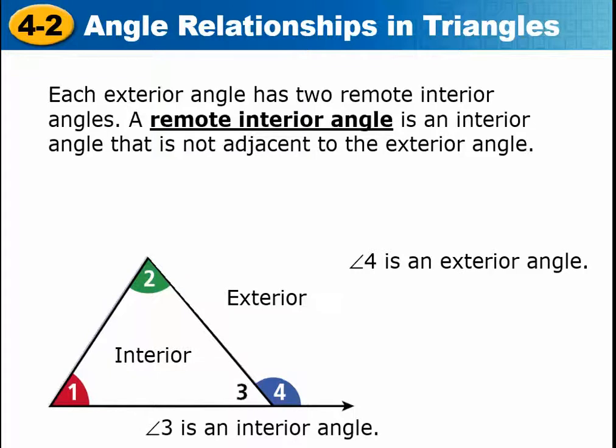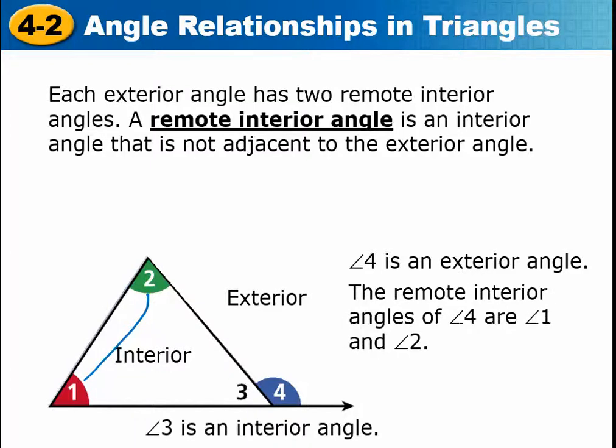Oh, also, remote interior just means an interior angle that is not adjacent to the exterior angle. So angle 4 is exterior. These two are both remote interior angles because they don't touch angle 4 at all. Angle 3 is right next to angle 4. That's adjacent. That's not remote.